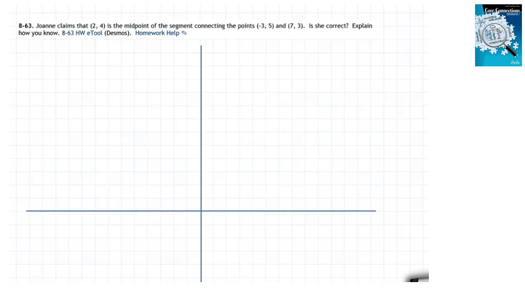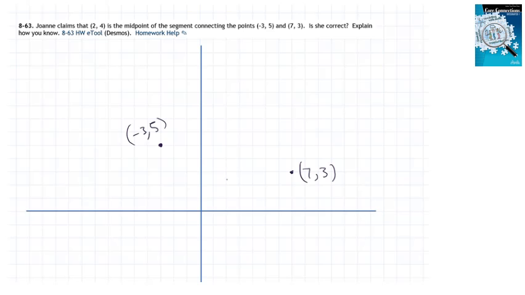Joanne claims that (2, 4) is the midpoint of the segment that connects (-3, 5) and (7, 3). So let me quickly plot those. Negative 3 and then up 1, 2, 3, 4, 5. So there's the point: negative 3 for x and y is 5. And then the other one is (7, 3), so 1, 2, 3, 4, 5, 6, 7 for x, and 1, 2, 3 for y. So that's (7, 3). She claims that that point is the middle, and she's saying, where is it?